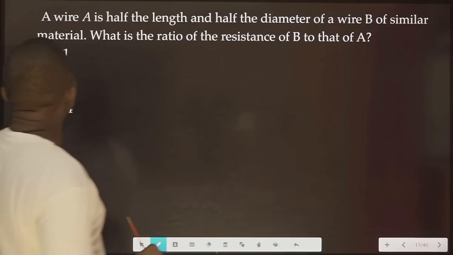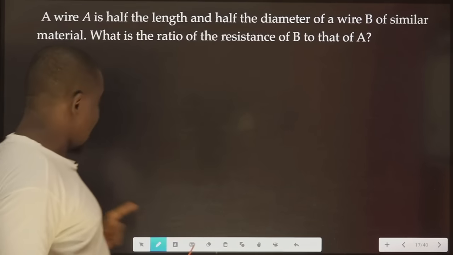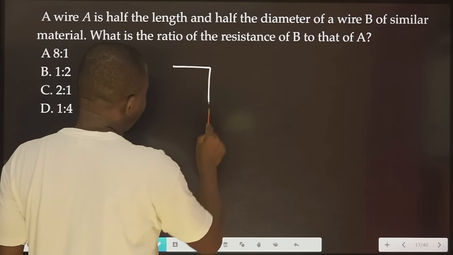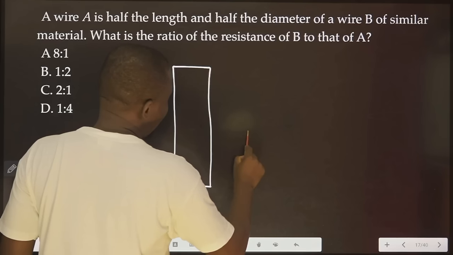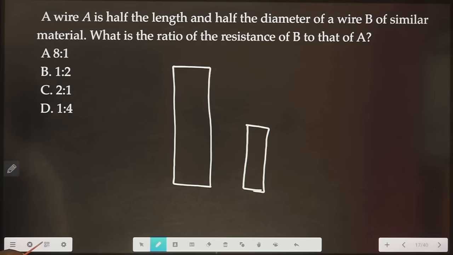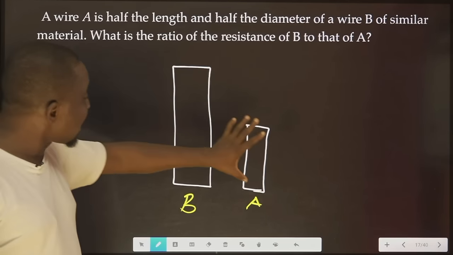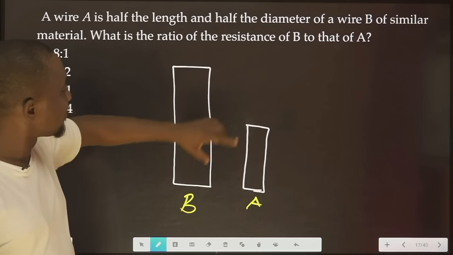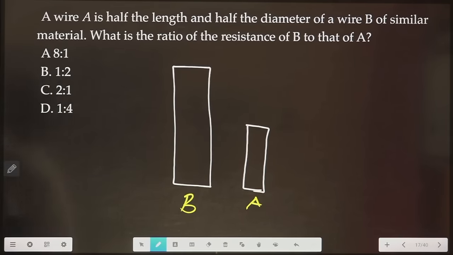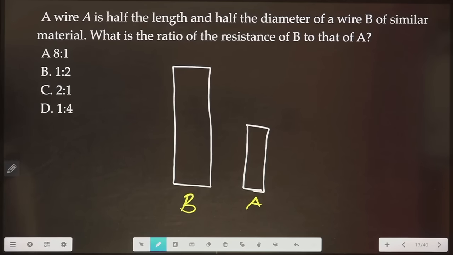Let's look at this. It says a wire A is half the length and half the diameter of a wire B. Let's just put it like this, that this is wire A. I'm just drawing it big. Then this is wire B. That is A, this is B, because from the diagram this is half the length, also half the diameter, half the size. They use similar material. When you hear the words similar material, they are talking about the resistivity of the material. Resistivity is the same. What is the ratio of B to A?